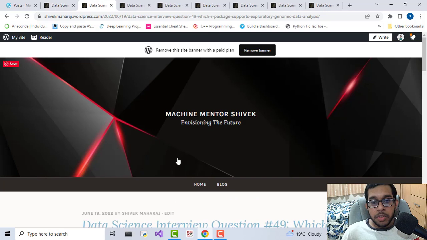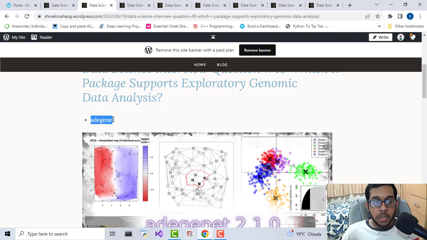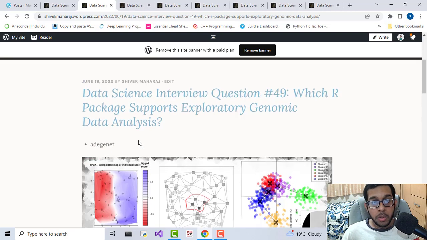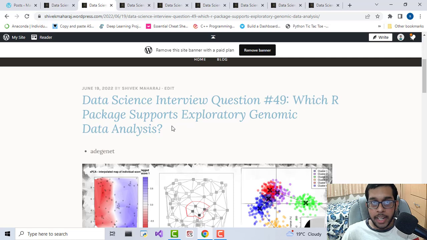Let's move on to data science interview question number 49. Which R package supports exploratory genomic data analysis? The package name is, I'm not too sure how you say this, but I say AidGNet. That's the package that we will use, which supports exploratory genomic data analysis.